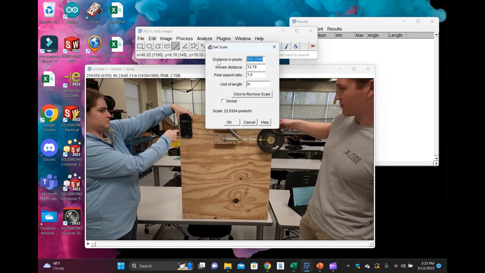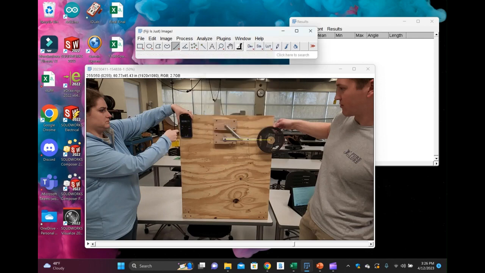So it's saying that this distance is 306.0588 pixels, and measuring in real life, we know that arm is 12.875 inches. And what that does is it lets the computer know our scale. So now that we have established the pixel to inch ratio, we're able to properly analyze this video.